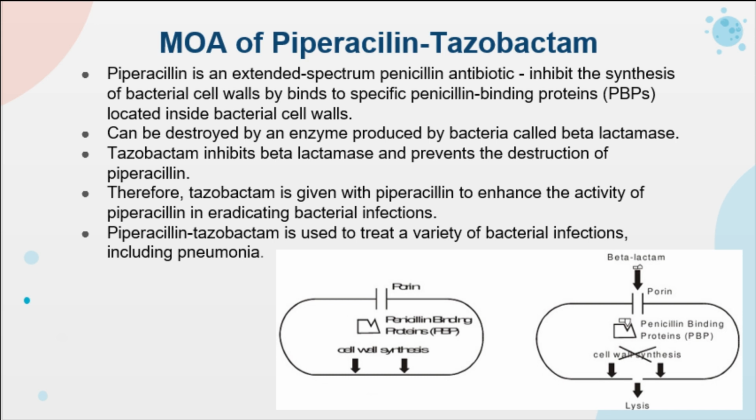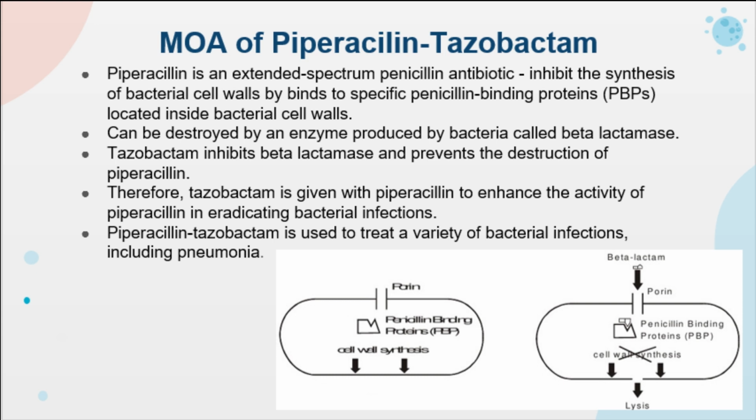Next, let's see the mechanism of action of piperacillin-tazobactam. Piperacillin is an extended spectrum penicillin antibiotic that kills bacteria by inhibiting the synthesis of bacterial cell walls. It binds preferentially to specific penicillin binding proteins located inside the bacterial cell wall. However, it can be destroyed by an enzyme produced by the bacteria called beta-lactamase.